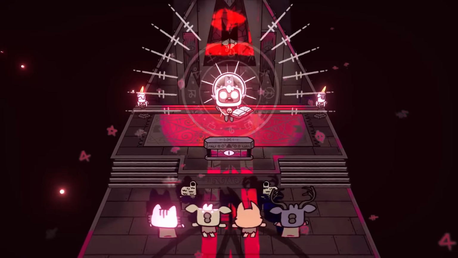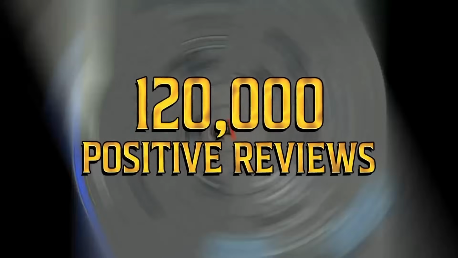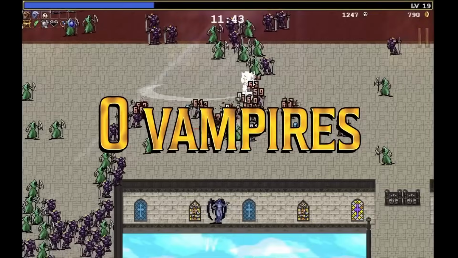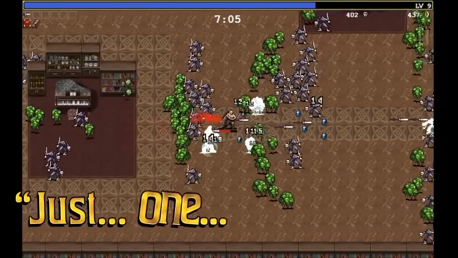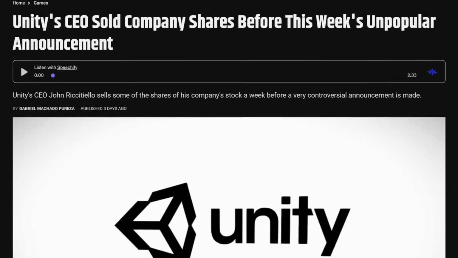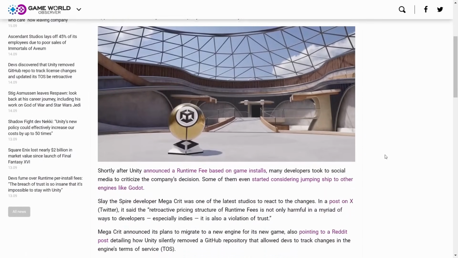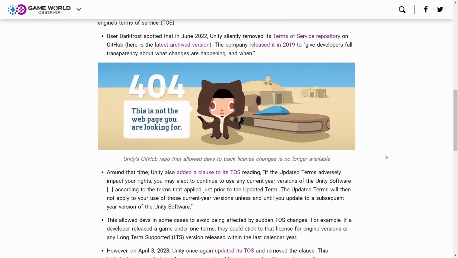Even if they go back on this and abandon the install fee, I don't believe Unity will ever recover, since the trust has been broken and the entire world has seen just how greedy they are. And there are so many more shady layers to this, such as their CEO selling shares shortly before the announcement, and their repository that tracks terms of service changes being silently deleted. Understandably, a lot of Unity developers fear for their future and are now looking to switch to another game engine.